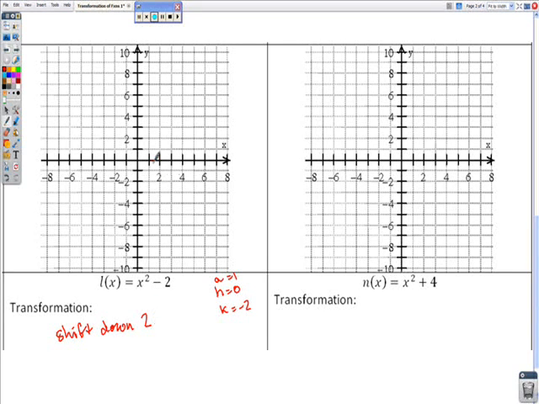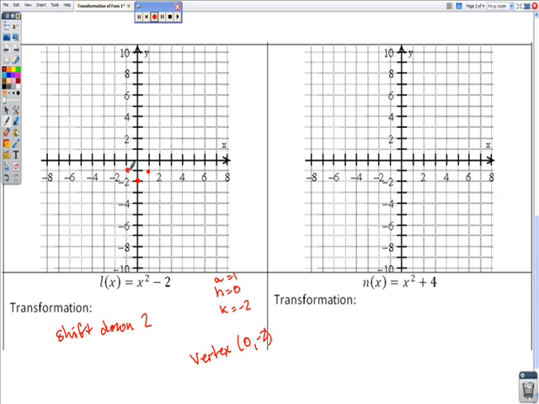Okay, now remember my parent function had a vertex of 0, 0. So if I shift that vertex down 2, my new vertex is 0, negative 2. And I can plot that. What about the rest of the graph? Well, I can make a table, or I can say, well, change in x of 1, change in y is 1 squared. And there's a mirror image on the other side.